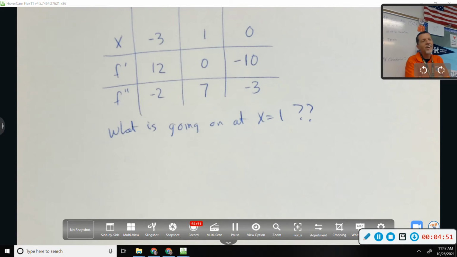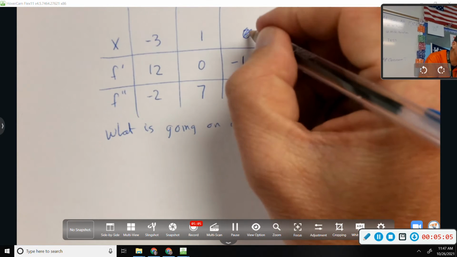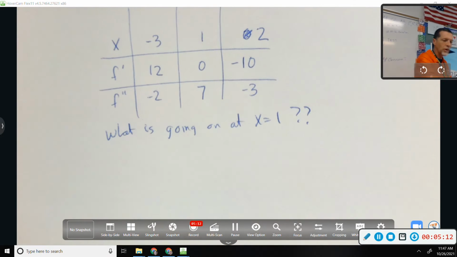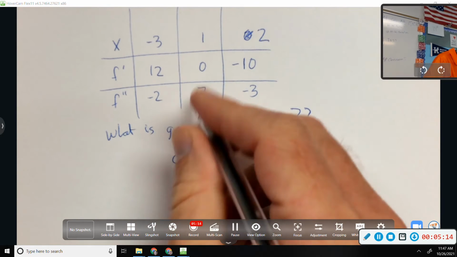So here we go. What the heck is going on? That won't be an official question, but you get what I'm asking, maybe. What is going on at x equals 1? Well, wait a minute, that doesn't look good. Let's make this 2 just so that we're out of order here. Now it works better. Okay, it's definitely a critical point. Yes, for sure, because f prime is 0.